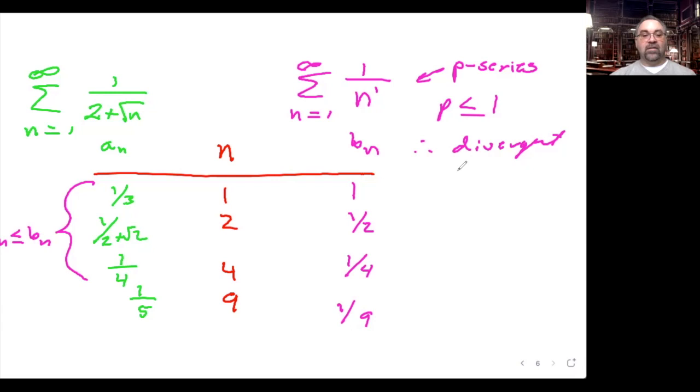So the fact that b sub n was divergent didn't do anything for us because it was bigger than the term. But after 4, you can check this with a calculator if you want to go to decimals, 5, 6, 7, 8, 9 on up. From here on down to infinity, a sub n is now greater than or equal to b sub n. And b sub n is divergent.